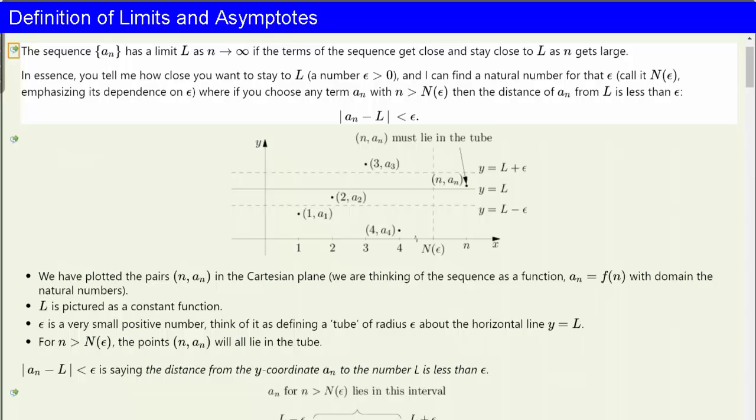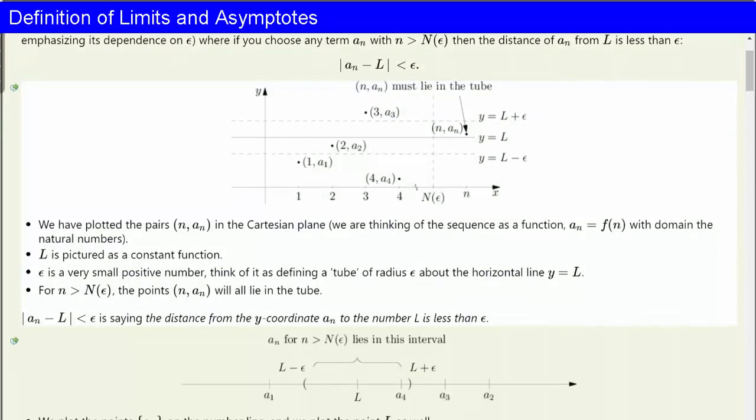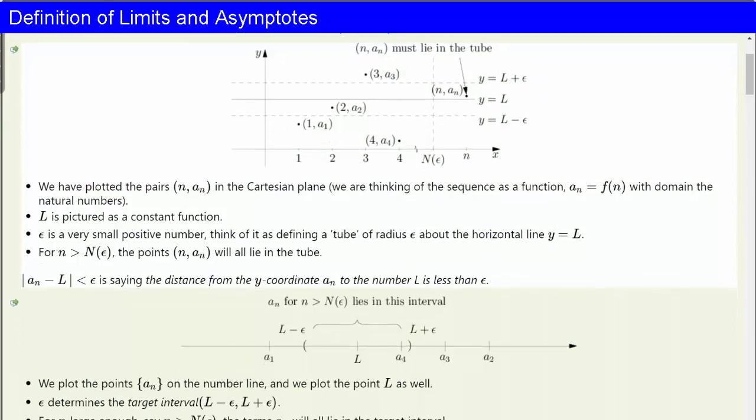Well, that's a mouthful for sure. It helps to develop a visualization of this mass of English language words. Fortunately for us, there are two very useful visualizations. In this picture, we have plotted the pairs (n, a_n) in the Cartesian plane. In other words, we really are thinking of the sequence as a function, a_n equals f of n, with domain the natural numbers. The limit L is pictured as a constant function.